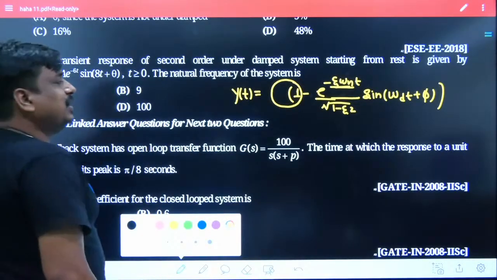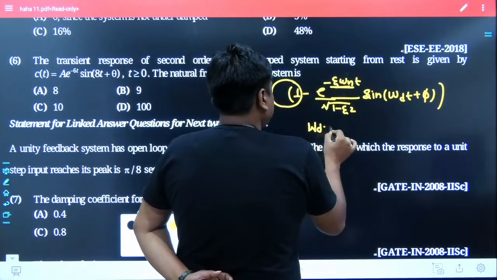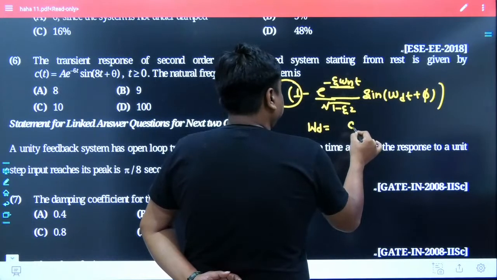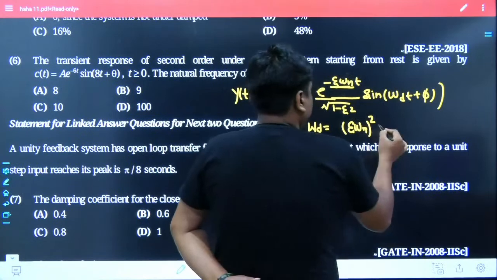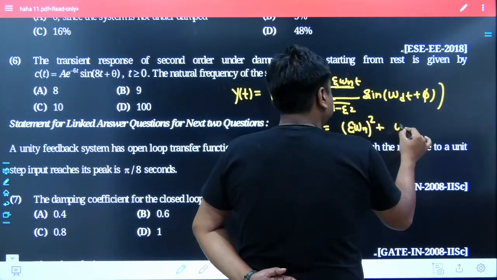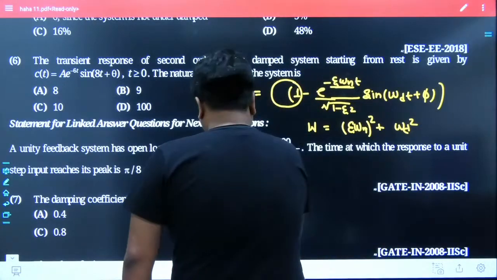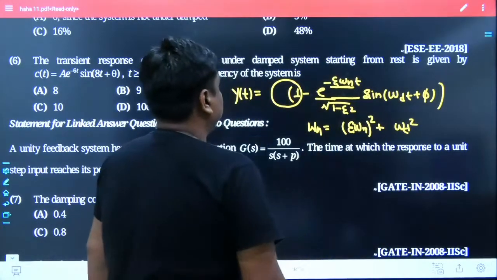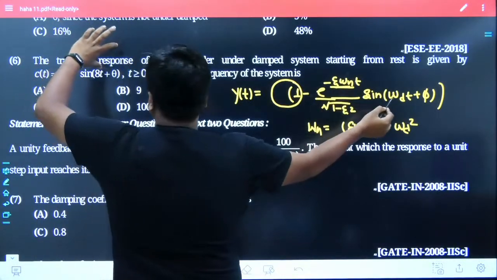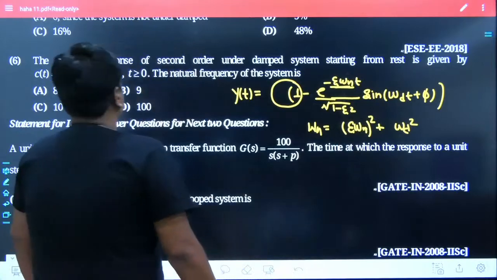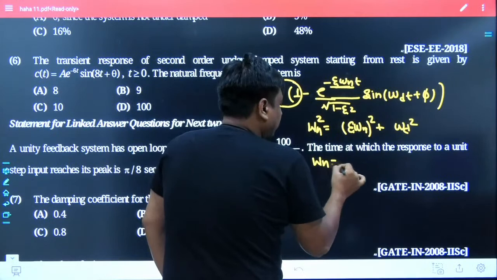Omega_n can be easily calculated. How can omega_n be easily calculated? We know omega_n can be taken as the square root of the square of zeta omega_n plus the square of omega_d, and from here you can easily get the value of omega_n. Agreed? Once you compare, the value of zeta omega_n is known to be 6, and similarly the value of omega_d is known to be 8.